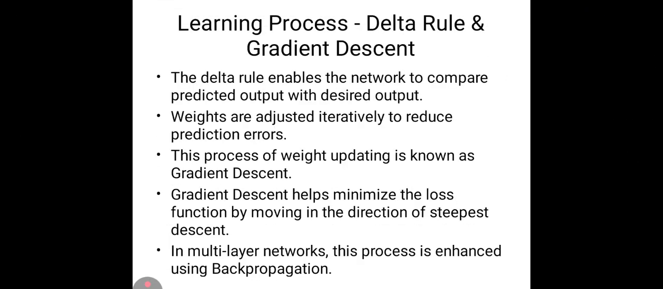Okay, next is learning about the delta rule and gradient descent. Let us understand how the network actually learns. The delta rule compares the predicted output with the actual desired output. If the prediction is wrong, the network adjusts the weights. The weight updation is done using a technique called gradient descent. Gradient descent helps to reduce the error step by step by moving in the direction where the loss decreases. In a multi-layer network, this learning process becomes even more efficient with backpropagation.